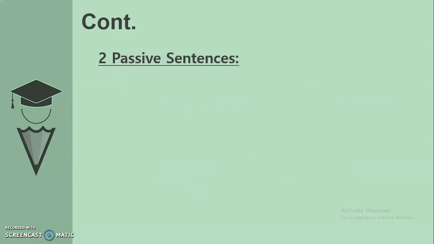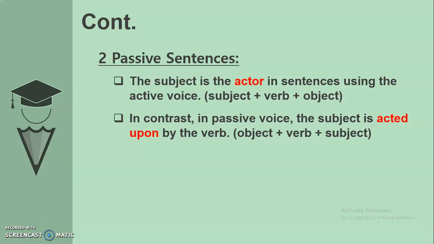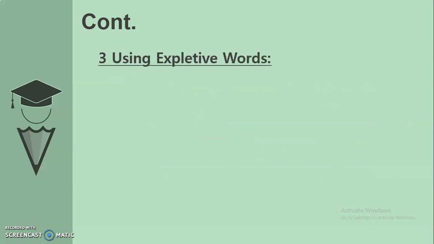Second, passive sentences sometimes do not have a subject in front. The subject is the actor in sentences using the active voice, SVO format. However, in contrast, in the passive voice, the subject is acted upon by the verb, OVS. Solomon changed the flat tire. In the active format, we have Solomon as the subject. The flat tire was changed by Solomon, so we don't have the subject in front of the sentence here. So these are exceptions.